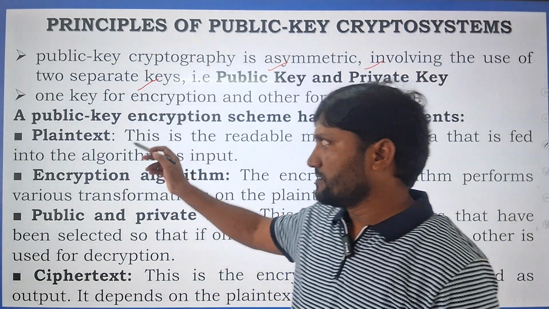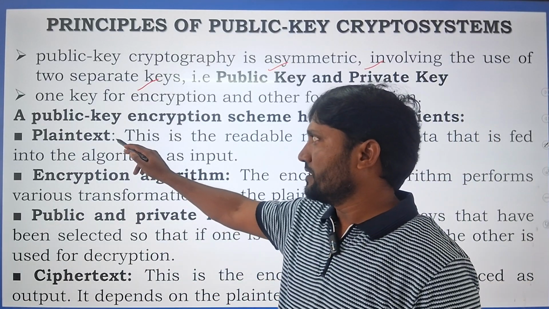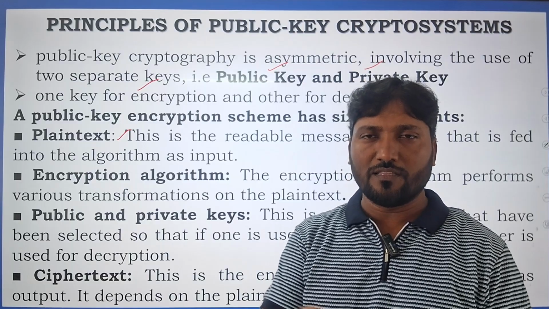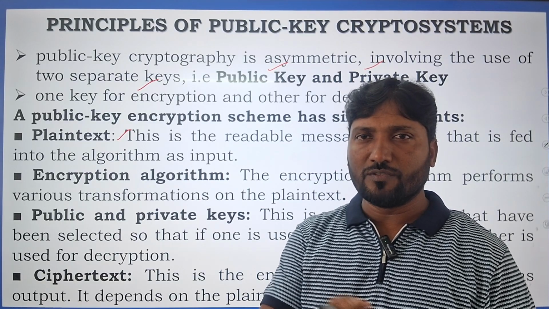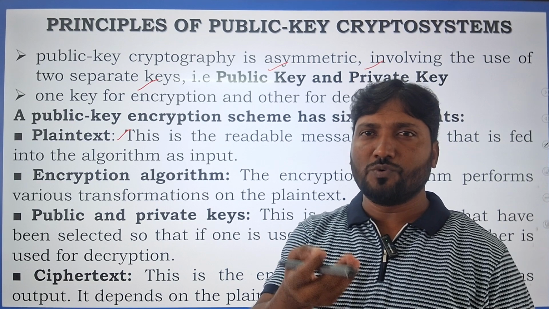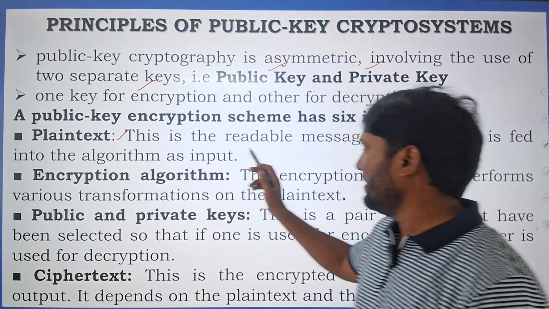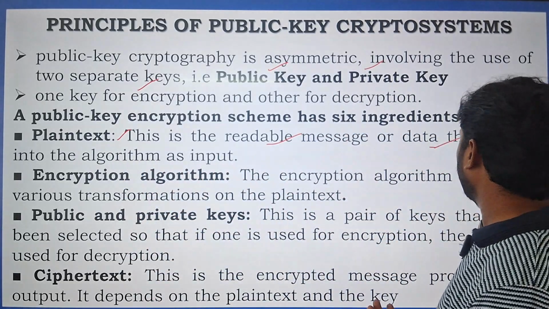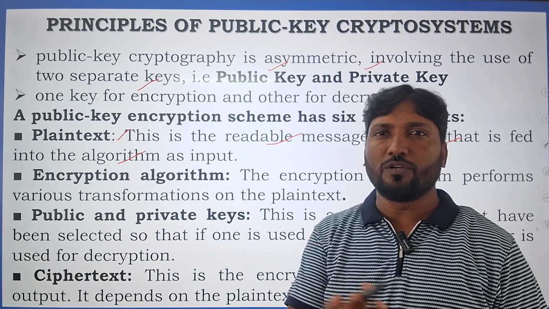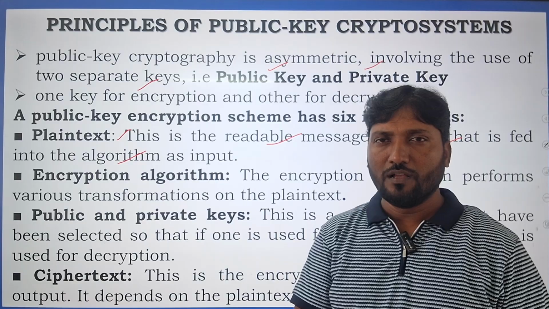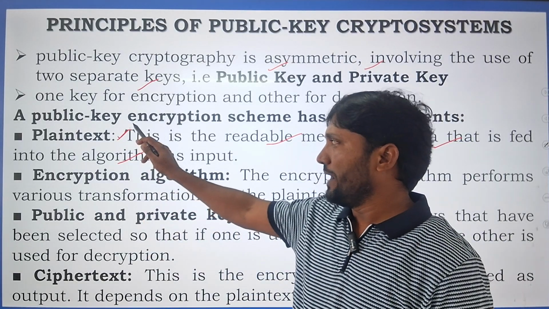Now there are some requirements in public key cryptography. The first is plain text. Plain text is nothing but the original message, that is, the data the sender wants to transmit to the receiver. This is the readable message or data that is fed into the algorithm as an input. Whatever you give as input to the particular algorithm, the original or readable message, is called plain text.